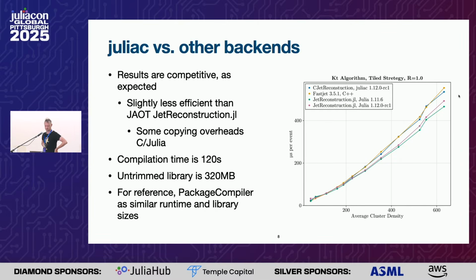Compilation time is quite fast. In JuliaC, it's 120 seconds, and we get a 320 megabyte untrimmed library. We've not quite succeeded in trimming everything just yet. Package compiler is worse in runtime. It's about the same in terms of library sizes.